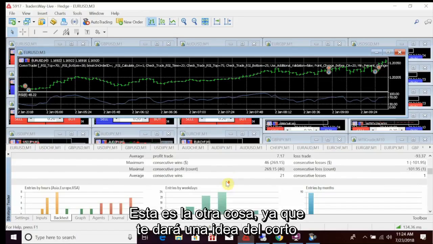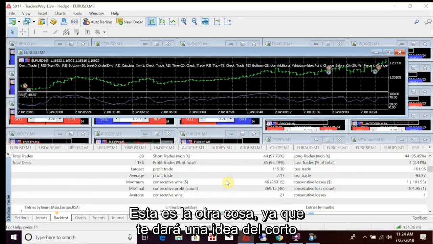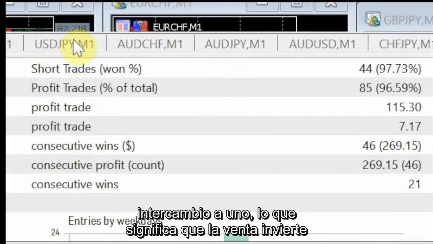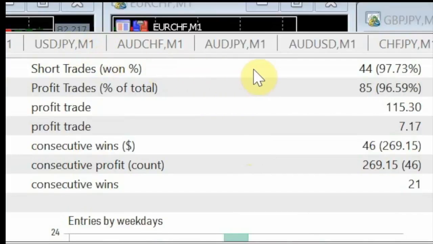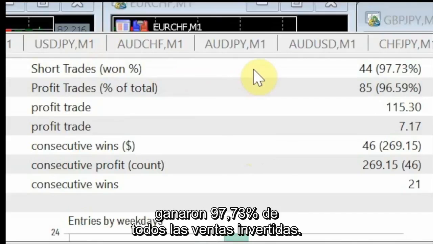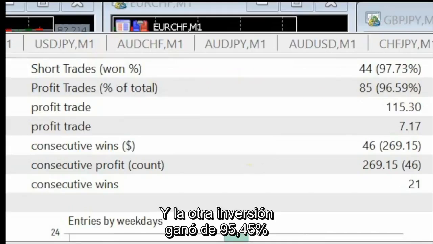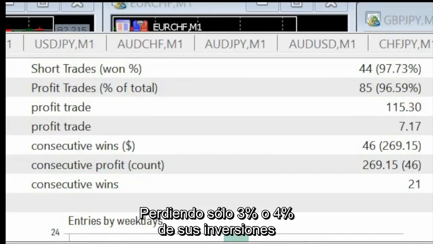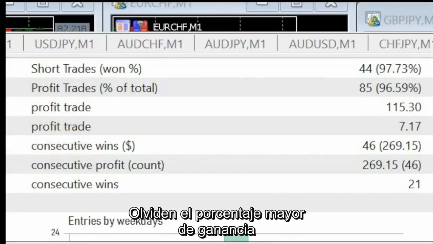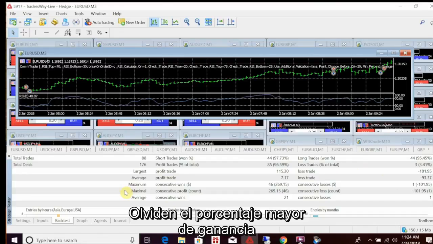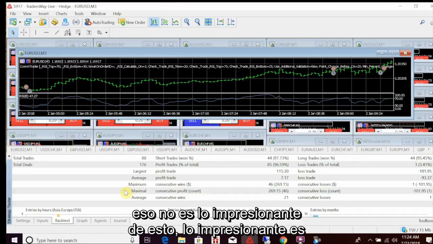This is the other thing. As it's going, to give you an idea, the short trades won, which means the sell trades, it won 97.73% of all the sell trades. Wow. And the buy trades won 95.45%. Losing only 3.4% of the trades. But forgetting the high winning percentage, that's not what's impressive about this.